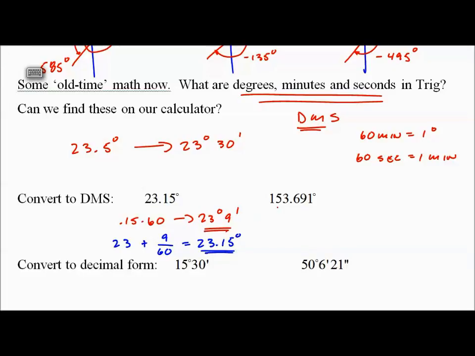This one's a little trickier. We take 0.691, multiply by 60, get 41.46. We're going to ignore this for a second and say that we would have 153 degrees, 41 minutes. Well, what about the 0.46? We'll multiply that by 60 again, and that'll give us seconds.